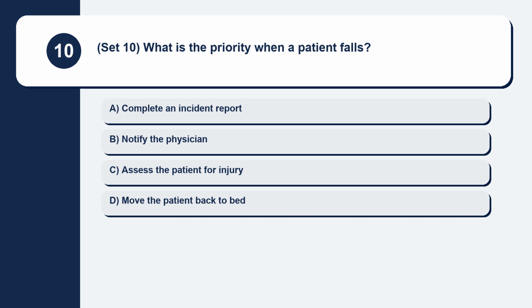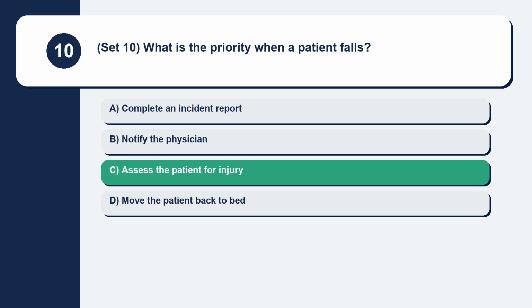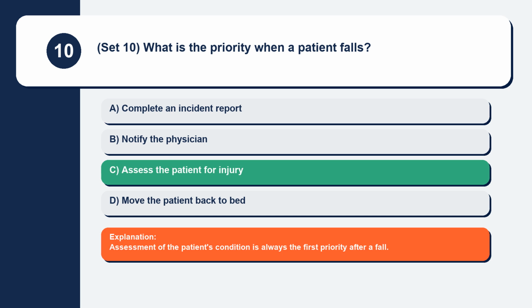Question 10, Set 10. What is the priority when a patient falls? Complete an incident report, notify the physician, assess the patient for injury, move the patient back to bed. Assessment of the patient's condition is always the first priority after a fall.